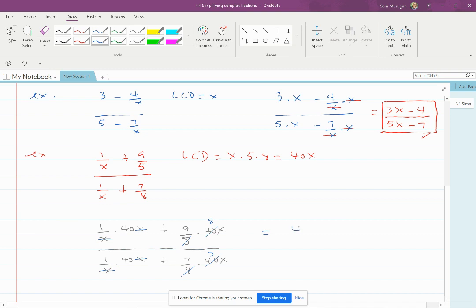This leaves me with 40. 9 eighths are 72. There's an x here, divided by 40 plus 7 times 5 is 35x. Do not try to cancel out the 40 here because 40 has a plus sign attached to it, and we're not allowed to cancel out if there's a plus sign attached to it.